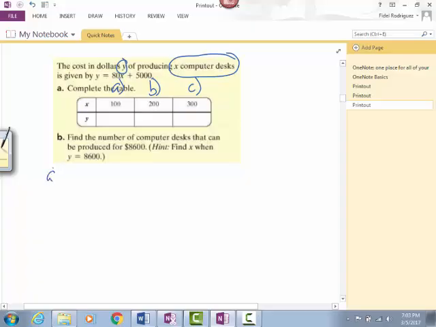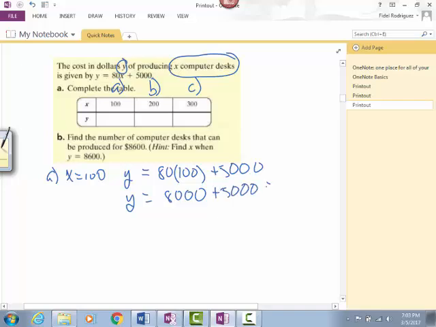I'm going to say that my part A is when X is equal to 100. And if my equation is Y equals 80, I'm now going to plug in 100, plus 5,000. So that's going to be 80 times 100, which is 8,000. And 8,000 plus 5,000 would give me 13,000. So I'm going to put 13,000 right there.